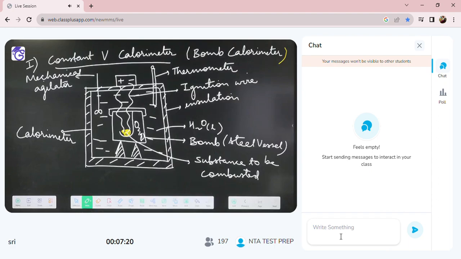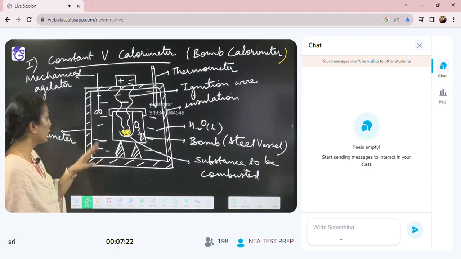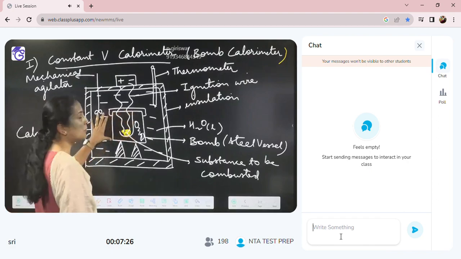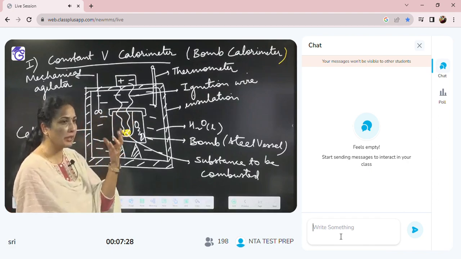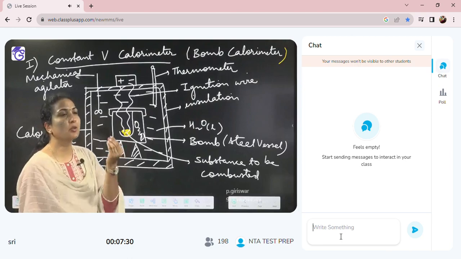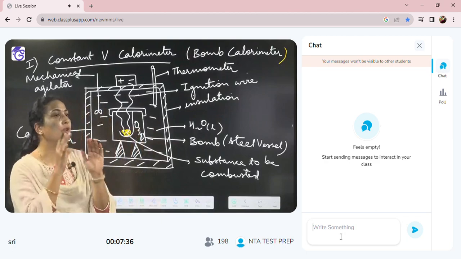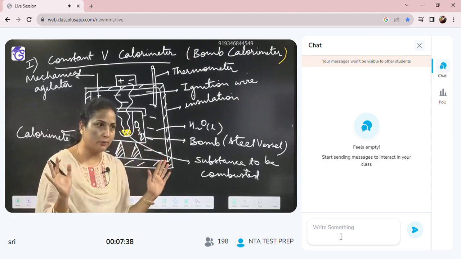Okay, now let us understand what is happening here. First of all, we are calling this a bomb calorimeter, and you are able to see this is a small vessel where the reaction will be happening. That vessel is known as the bomb, right? And here the vessel volume will not change when the reaction is going on, okay?